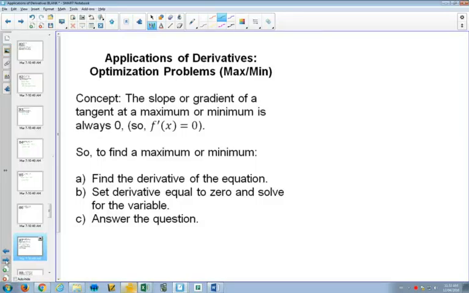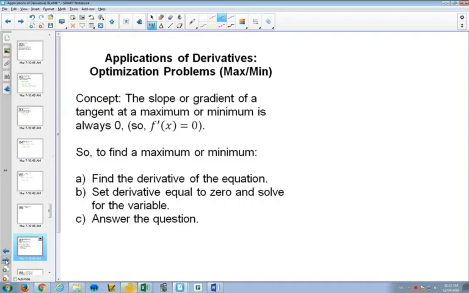Now you first did optimization problems, max-min problems back in grade 11. And you mainly did them with parabolas. Do you remember some of the parabola questions you had back in grade 11? There were the questions where they gave you a formula, and a rock is thrown up in the air and it follows this parabola. What's the maximum height? You always had to find the vertex, right? The vertex of the parabola.